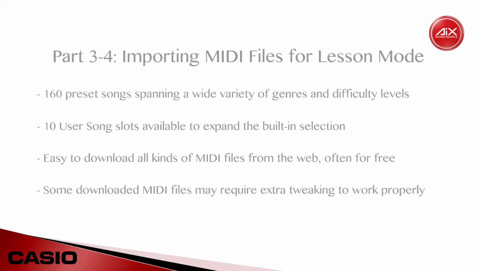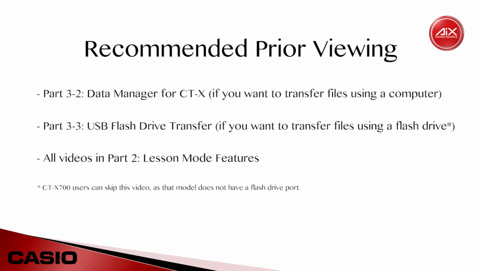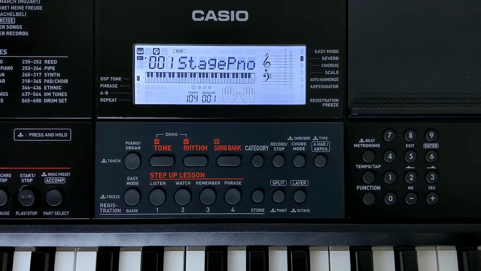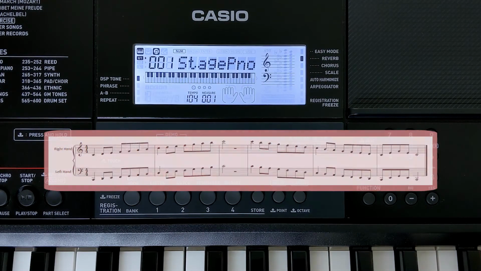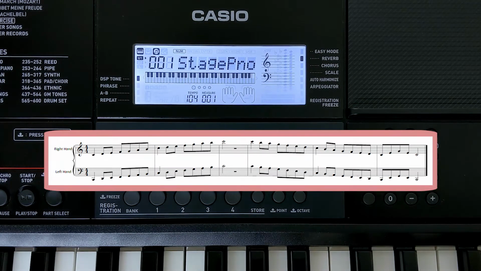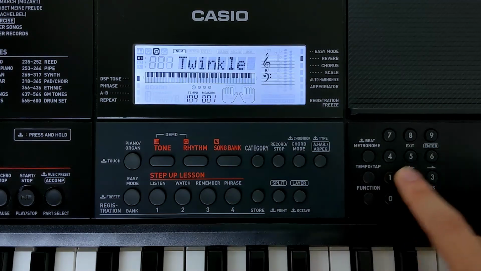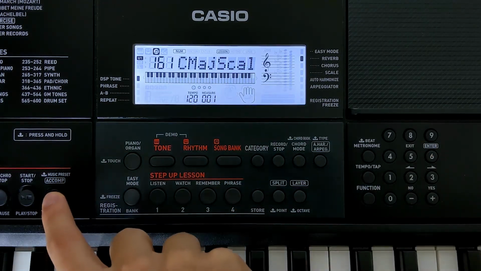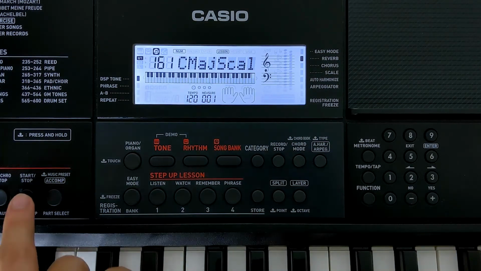Before moving on, I'm going to assume that you already have a MIDI song imported and that you also have a solid understanding of how Lesson Mode works, but if that's not the case, you can always refer back to previous videos in this series to get yourself up to speed. In one of those previous videos, I imported this simple C major scale exercise as an example, so I'll choose that song from the list and then start lesson playback with both the left and right hand parts selected for practice.